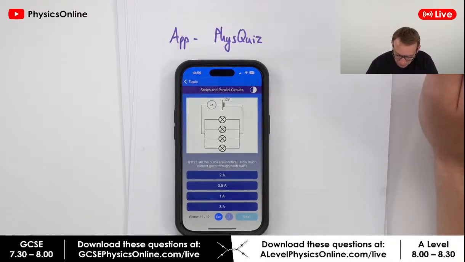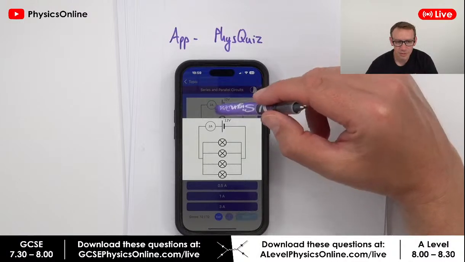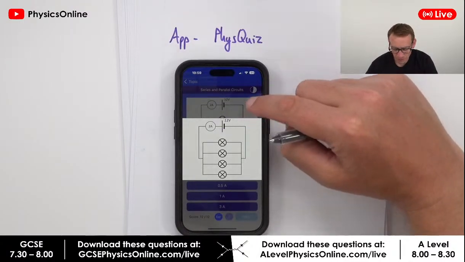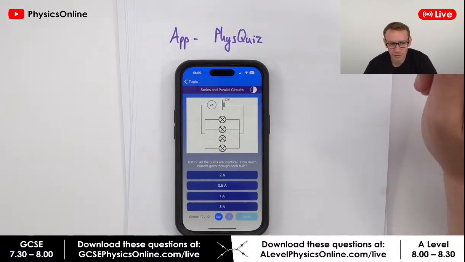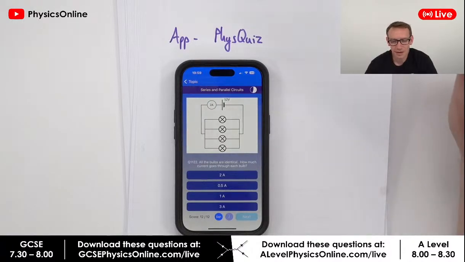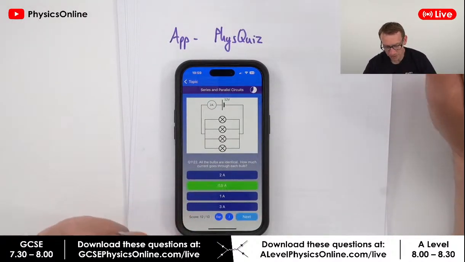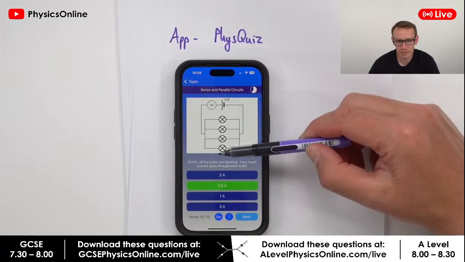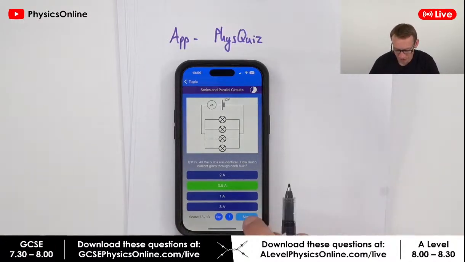Okay, all the bulbs are identical. How much current goes through each light bulb? So we've got a 12 volt supply, we've got 2 amps on an ammeter just near to that cell, and we have 4 identical light bulbs. What is the current that goes through each of those? The answer, again, correct answer there, 0.5 amps. Because you've got 0.5 plus 0.5 plus 0.5 plus 0.5, which is 2 amps. Yeah, and it's split equally, exactly, good stuff.